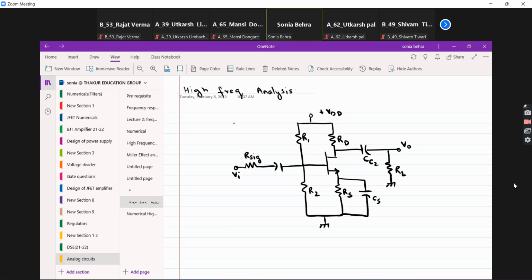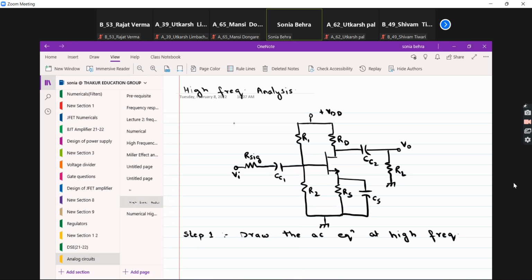And this is your FET. Okay. So looking at the circuit, it is similar to your normal amplifier circuit, but you have to analyze this for your high frequency. So we start with the first step. Your step 1 is to draw the AC equivalent of this at high frequency.